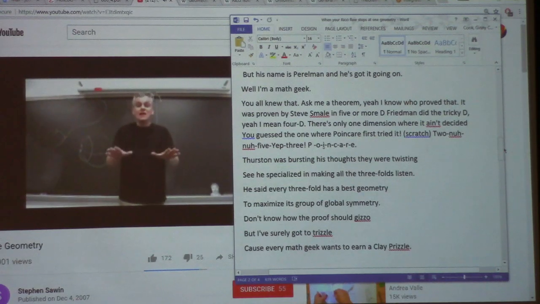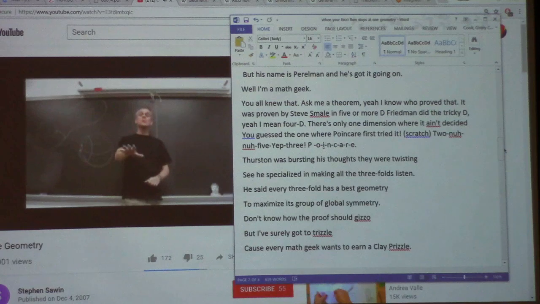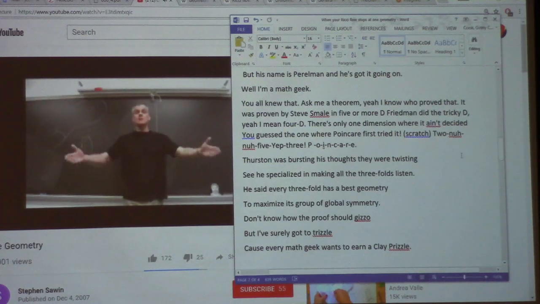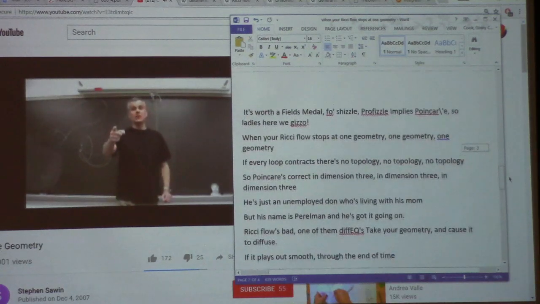I'm a math geek. Pass me a theorem. Yeah, I know that it was perfect. So the conjecture we're ready to sign, the one where Poincare makes right. P-O-I-N-C-A-R-E. Thurston specialized in looking at all the 3-folds. He said every 3-fold has a best geometry to maximize a group of global symmetry. Don't know how to prove this, but I showed it. Because every math geek wants to earn and play. Where the Fields Medal, the chisel, the bezel, and not Poincare.